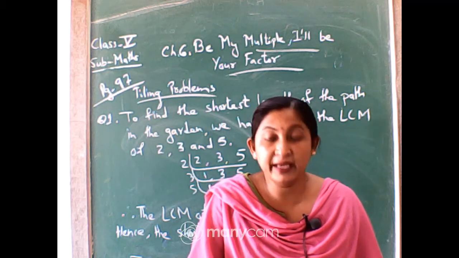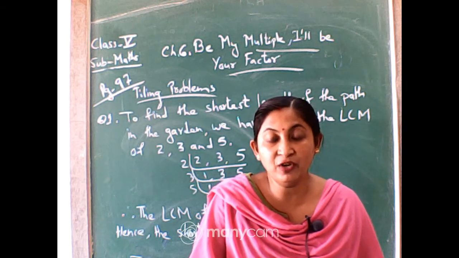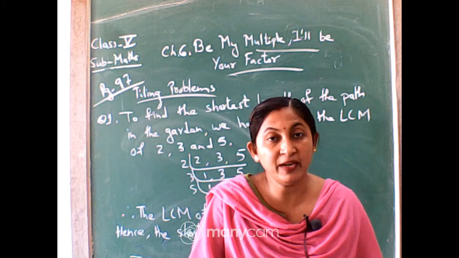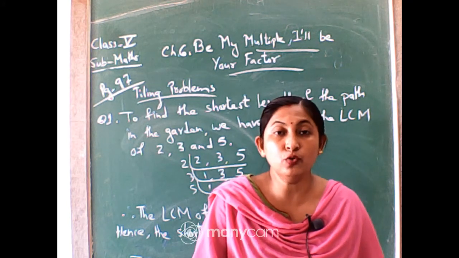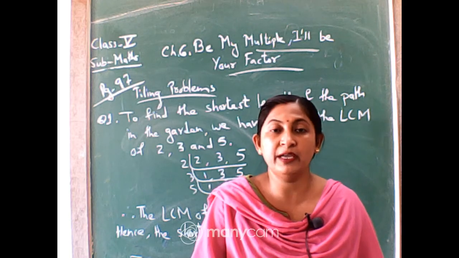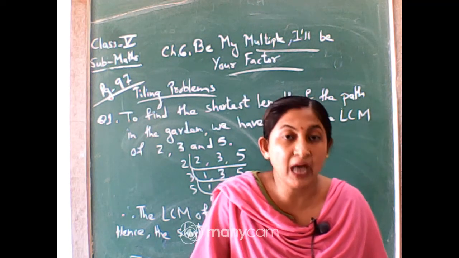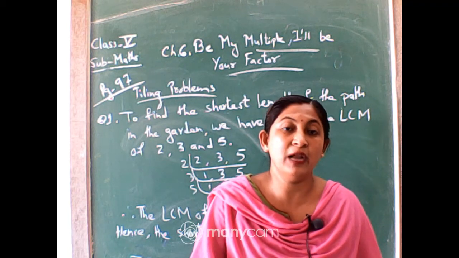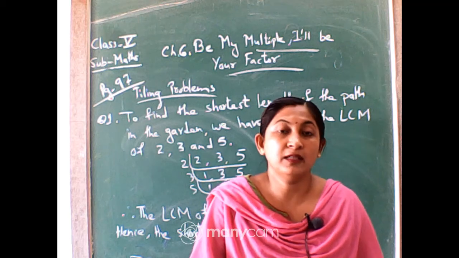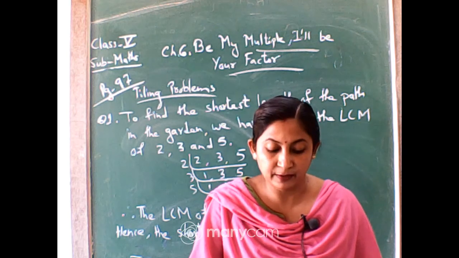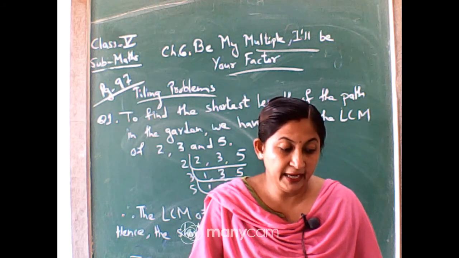In the market, there are 3 kinds of tiles available. One is 1 foot by 1 foot, the second one is 2 feet by 2 feet, and the third one is 3 feet by 3 feet. He has to use tiles among these 3 only, so that none of the tiles should be cut. That means without cutting the tiles, he wants to lay the tiles in his room, so that the room should be 9 feet by 12 feet. So what can you find?